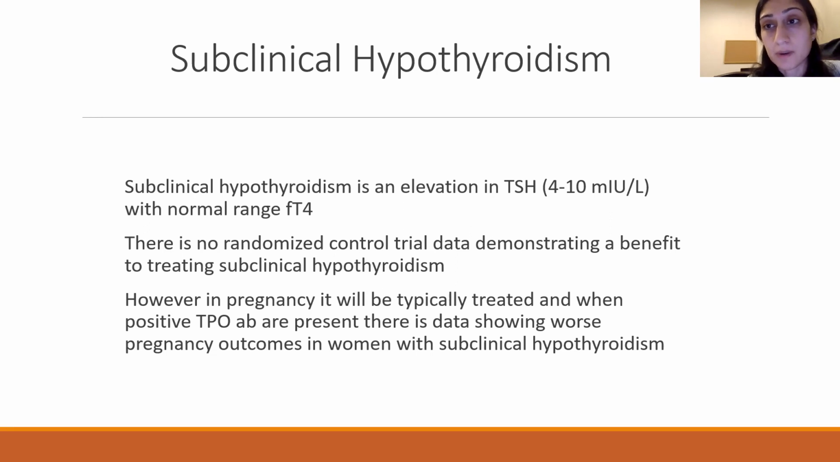And then in pregnancy, we have stricter goals, and we want to keep their TSH less than 2.5. So if they have subclinical hypothyroidism in pregnancy, or in patients who are having trouble getting pregnant and infertility, then we're more aggressive about treating the subclinical hypothyroidism. Once that TSH starts rising above 10, then you do want to treat them.